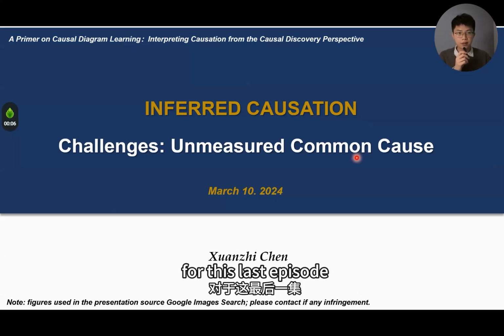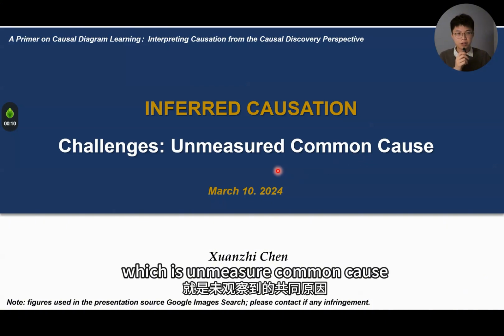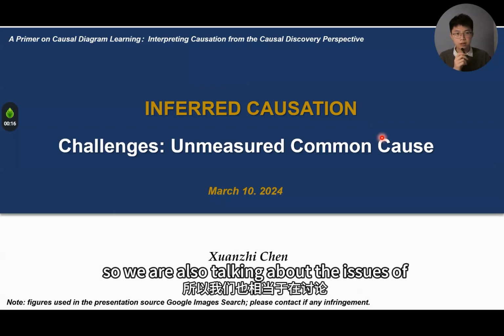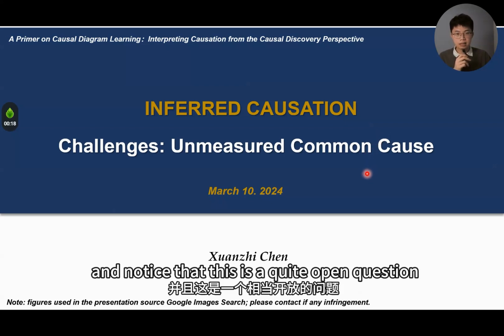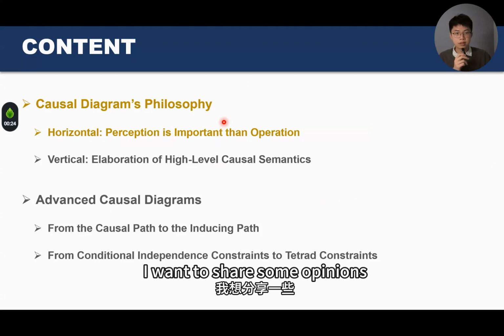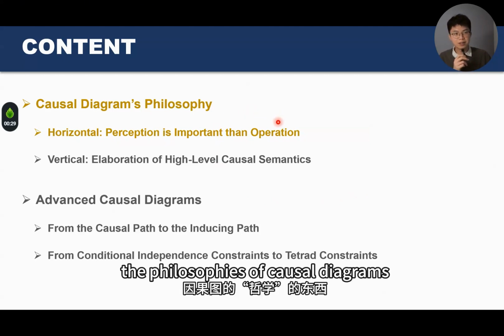For this last episode, I want to talk about one of the challenges in causal diagrams learning, which is the unmeasured common cause. We often describe common cause as confounder, so we are also talking about the issues of latent confounder. Notice that this is a quite open question, so there's no absolute solution to it. But in this presentation, I want to share some opinions of what I would like to call the philosophies of causal diagram.